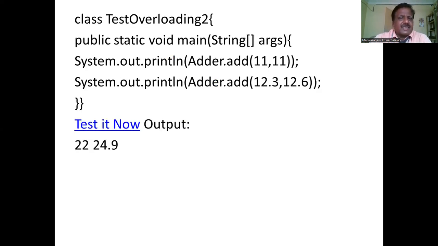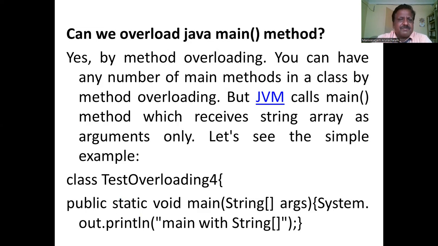Now we are defining a class TestOverloading2 with public static void main. Within that main, we are defining two System.out.println statements. Here we are calling the add method with the parameters 11, 11. In the second System.out.println, again we are calling the add method with the parameters 12.3 and 12.6. When we call the add method with 11, 11, we will get the output of 22 because two numbers are added. And if we call the add method with 12.3 and 12.6, it will add two double numbers and show the output as 24.9.